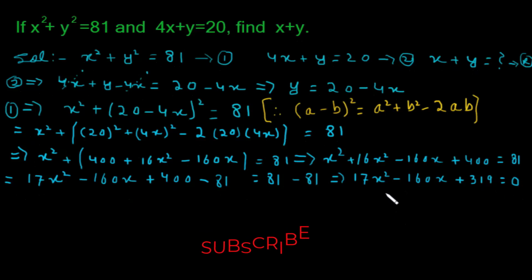Now we can easily see that this is quadratic in x, or you can compare this with the equation ax squared plus bx plus c is equal to 0. This is the standard representation of a quadratic equation. Now we can say that as this is quadratic in x, similarly this equation is also quadratic in x, with a equal to 17, as a is the coefficient of x squared, and similarly b is the coefficient of x, so here b is equal to minus 160, and c is a constant which is equal to 319.